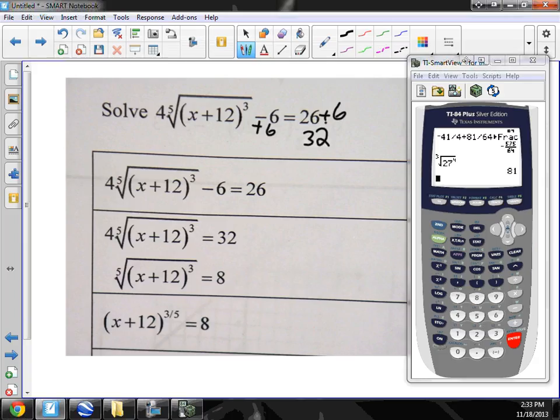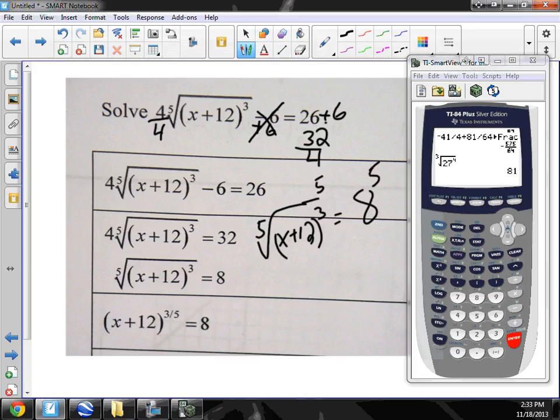So this canceled. Now I divide by 4, and I get the 5th root of x plus 12 to the 3rd equals 8. Raise it to the 5th, and I get x plus 12 to the 3rd equals 8 to the 5th. Well, you could figure out what 8 to the 5th is, but I don't really care, because I'm going to take the 5th root of it, right? Or the 3rd root. So the 3rd root, and it's much easier to type in like that.